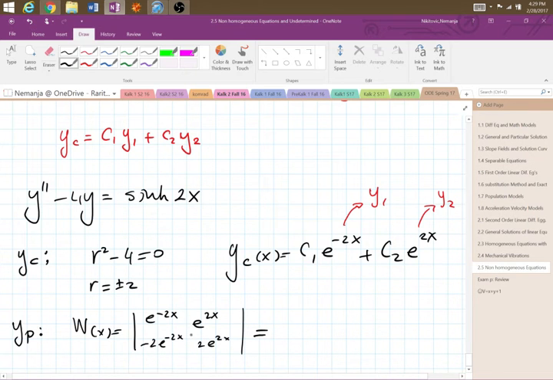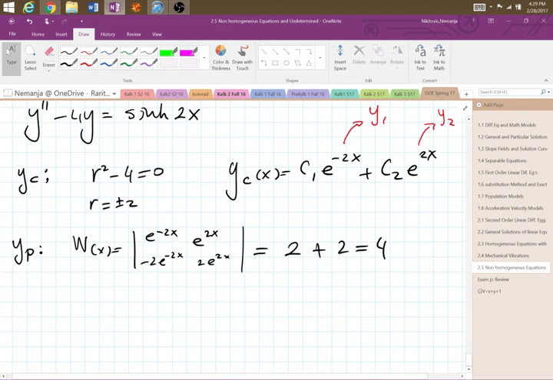When we have these guys multiply, e to the negative 2x, e to the positive 2x, we get e to the 0, so there's just 2. Minus, and minus will give us plus, this is going to give us another 2, and the Wronskian is 4. Beautiful. We got the Wronskian. It's just a number. So now I should be able to put yp together.